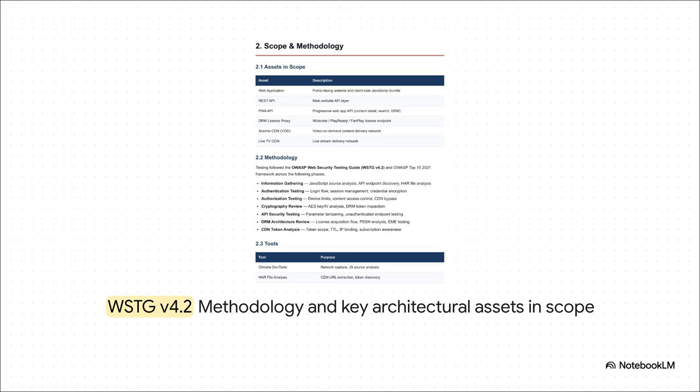The primary assets making up the streaming platform's architecture included the public-facing web application and its client-side JavaScript. Then there's the API layer, specifically the REST and PWA APIs. Delivery is handled by the Akamai Content Delivery Network for video on demand. And finally, and honestly most critically for our lesson today, content protection is managed by a Nagravision DRM subsystem, which handles Widevine, PlayReady, and FairPlay licensing.